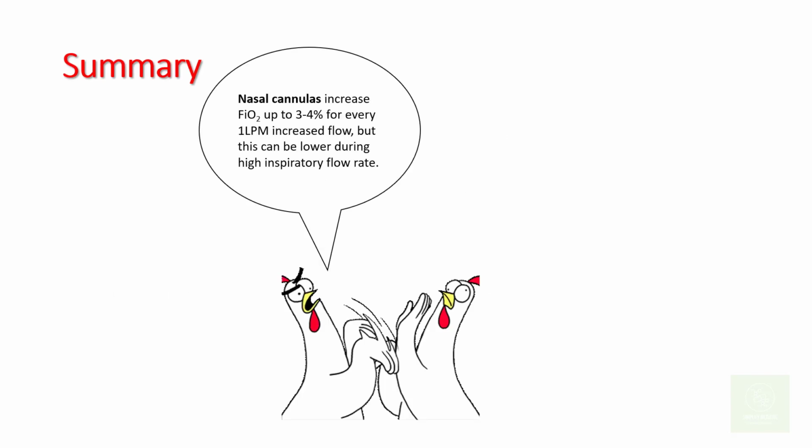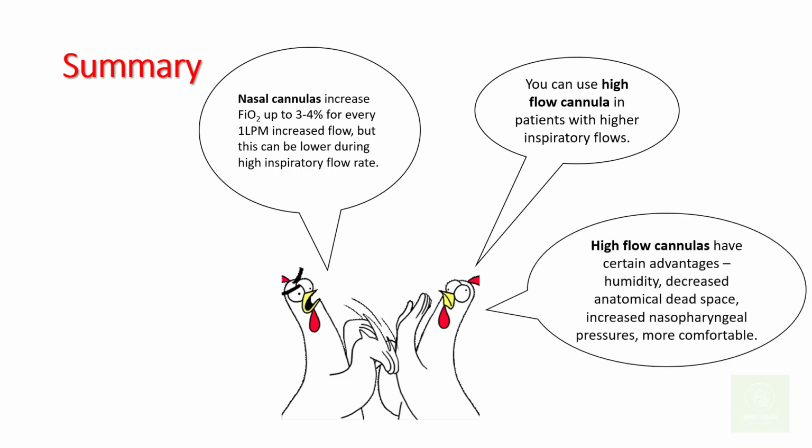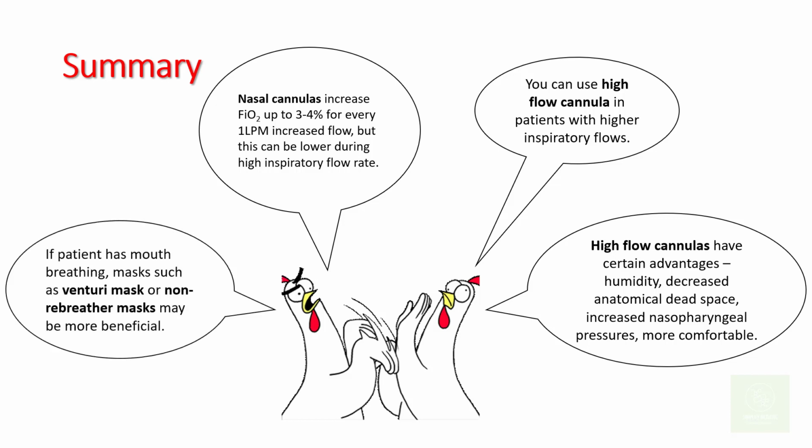So in summary, nasal cannulas increase FiO2 by 3 to 4% for every 1 liter increase in flow, but this can be lower during high inspiratory flow rates. To overcome this, you can use high flow nasal cannulas in patients with higher inspiratory flows. High flow nasal cannulas have certain advantages, including humidity, decreasing anatomical dead space, increasing nasopharyngeal pressures, and being more comfortable. However, if the patient is a mouth breather, masks such as the Venturi mask and non-rebreather mask may be more beneficial.